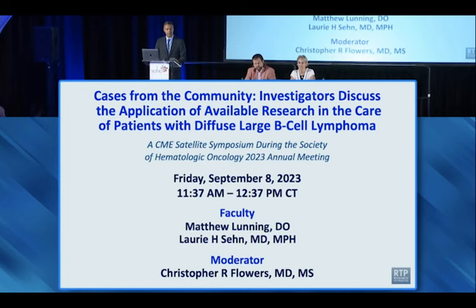I think one of the things that's important to note about this is if you add up the prevalence of all of those subsets, it does not add up to 100. So there are approximately 40% of patients with diffuse large B-cell lymphoma that cannot be classified by these subsets. And there are other ways that we need to think about classification.